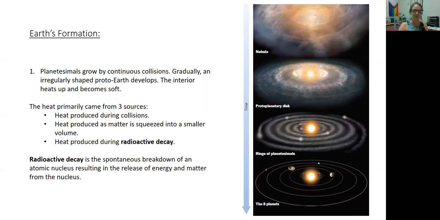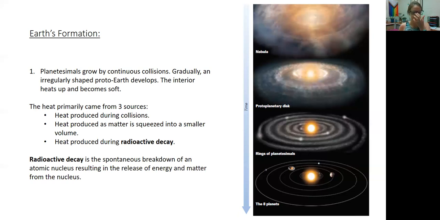The heat can come from heat produced during collisions, right? When you rub your hands together, your hands get hot because of the friction that produces heat. Same thing happens when material collides into different material in our solar system. It produces heat. Heat is also produced when matter is squeezed into a smaller and smaller volume, which is happening because of gravity. And finally, heat is produced through radioactive decay.